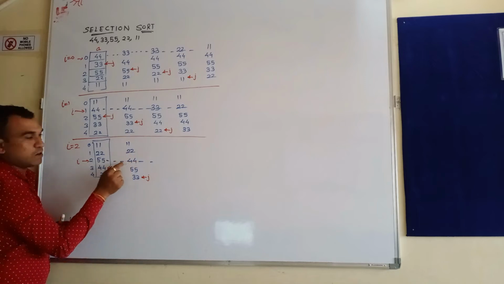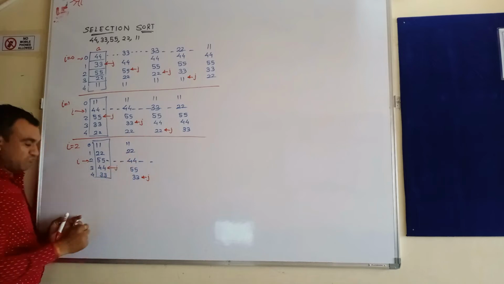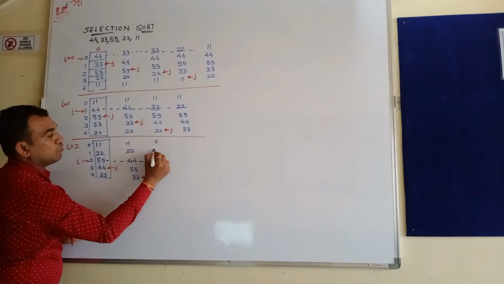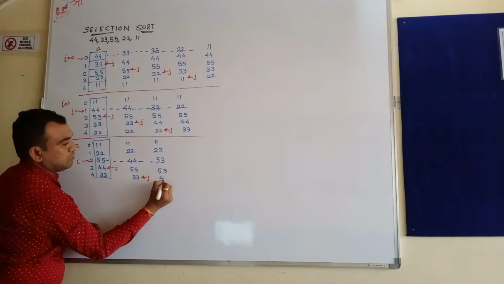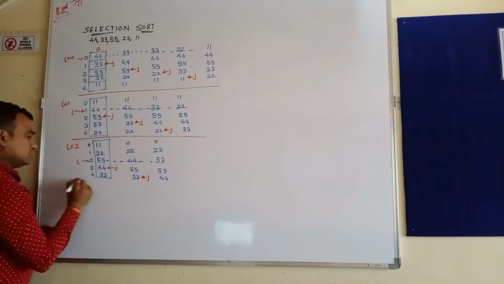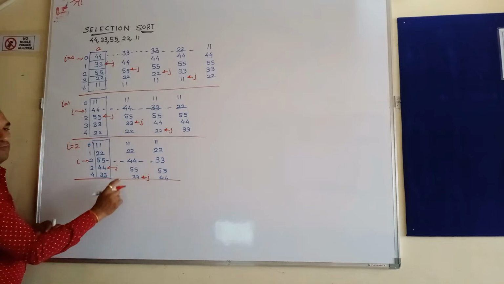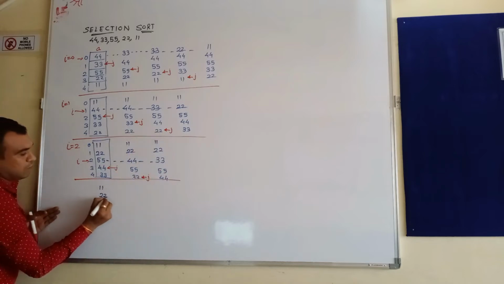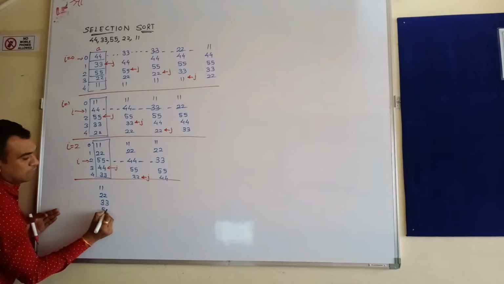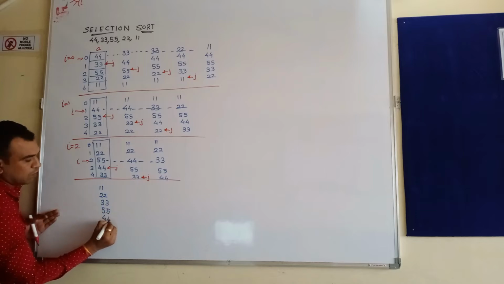Again we are going to compare a of i with a of j. a of j is smaller, so we are going to interchange. It means our array will become this. j reaches the last index, so one iteration is over. What do we have in the array here? 11, 22, 33, 55, 44.